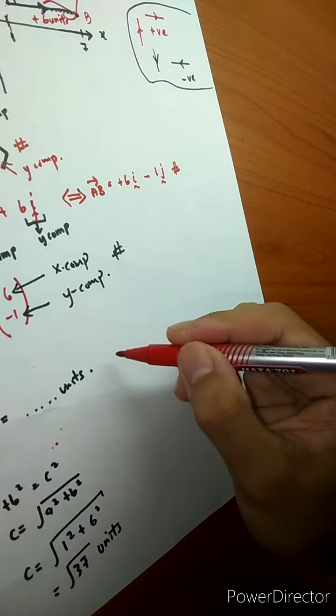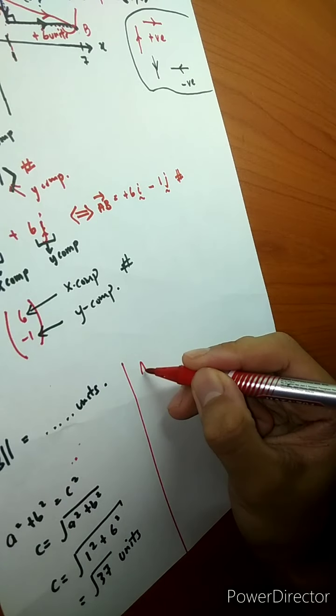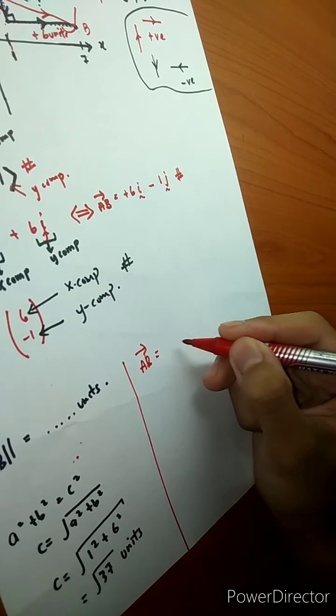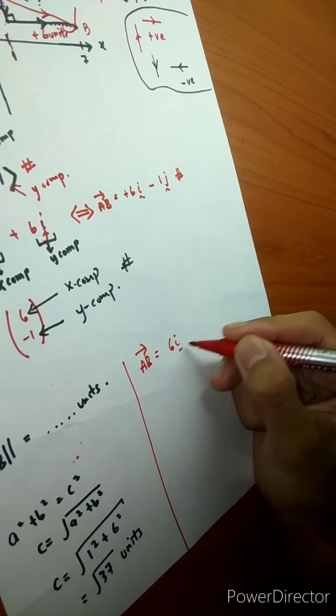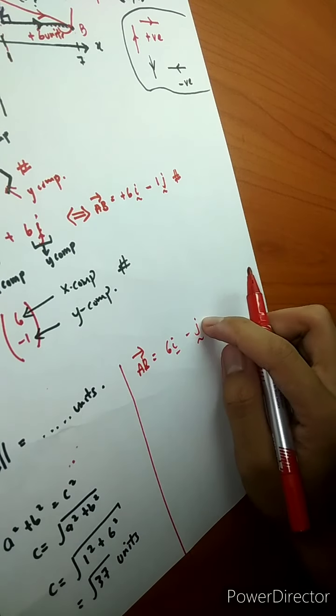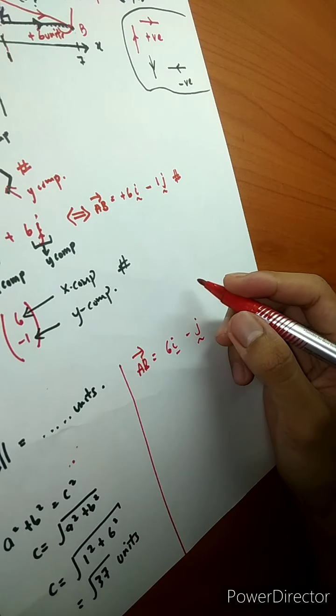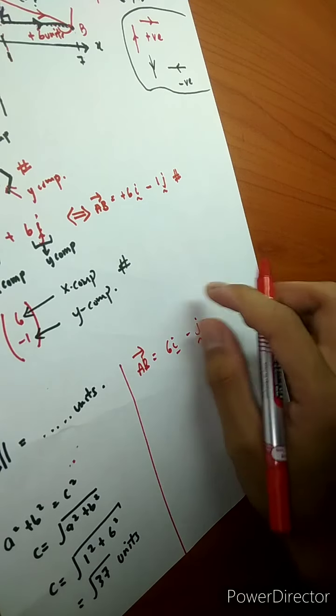Actually, you have a shortcut over here to find the magnitude. Suppose we know that AB is simply 6i minus j. Actually it's 1j, but why not just not write the 1 over there, because it is the same thing.